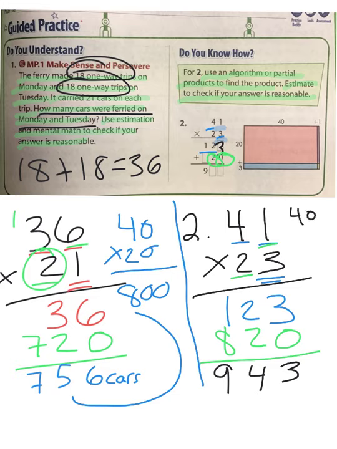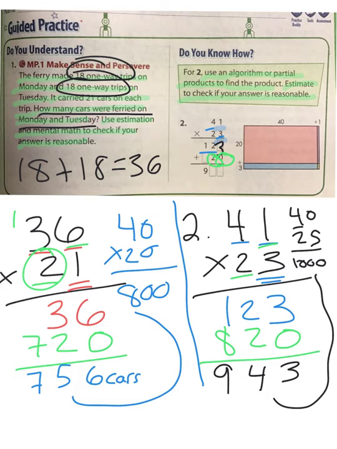If I'm going to round this to see if it is reasonable, 41 rounds to 40. 23, we could either use 25, which it would be closer to, or we could use 20. I'm going to use 25. I know 25 times 4 is 100. Then add a 0. 1,000 is definitely close to 943.